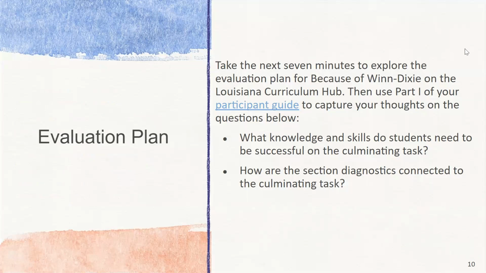Now that you've located the evaluation plan for Because of Winn-Dixie, take the next few minutes to explore the evaluation plan and answer the guiding questions that are listed in section 1 of your participant guide. A link to the evaluation plan is in part 1 of your participant guide. Please be prepared to share your thoughts with the group.